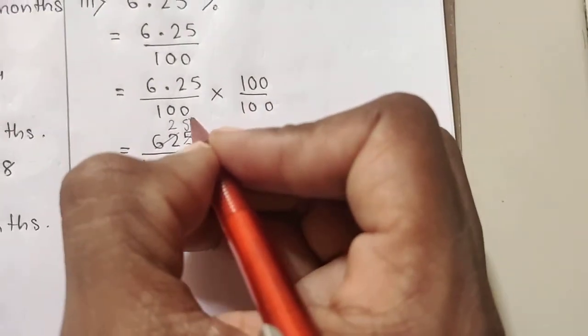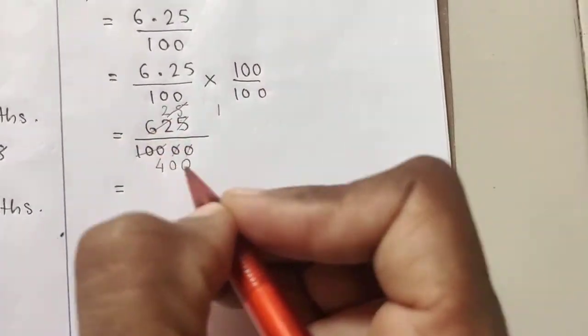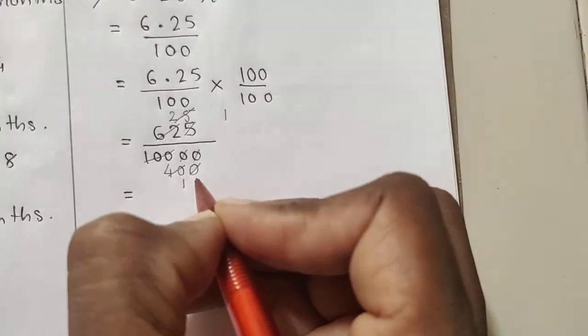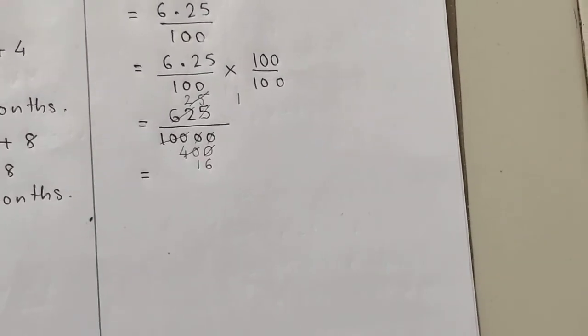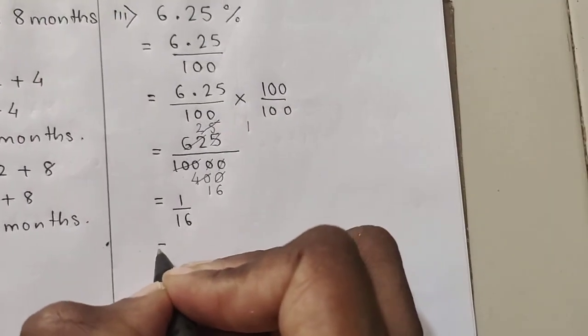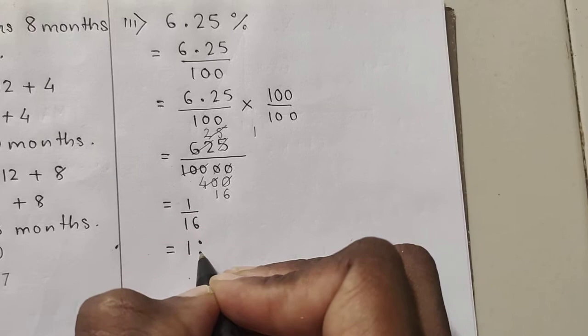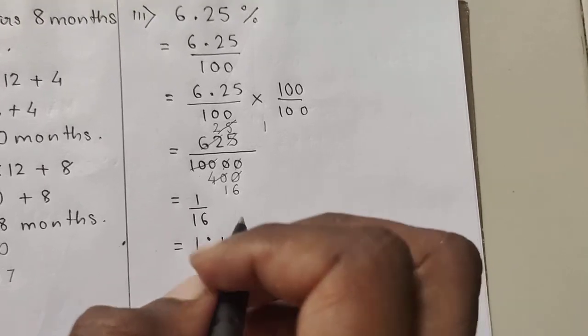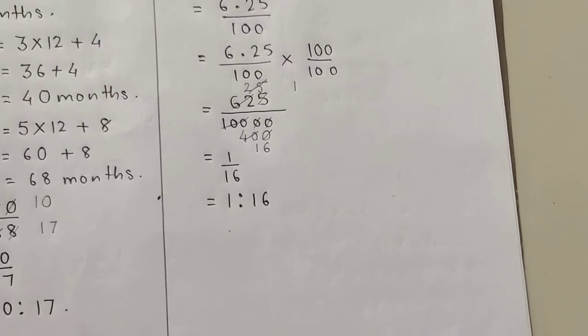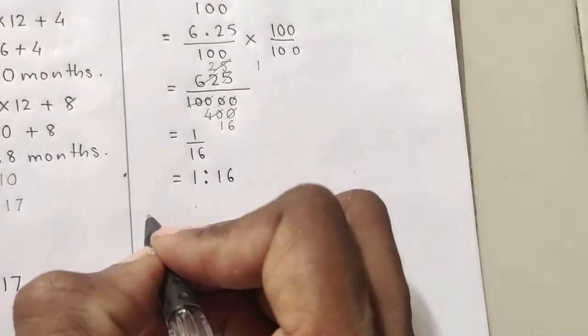Again do the cancellation by 25. 25 1s are 25, 25 1s are 25, 150 is remaining, 25 6s are 150. So in this case you got 1 upon 16. You can write your answer as 1 is to 16. So this was very simple. Only the thing is you should know how to do cancellation by 25.